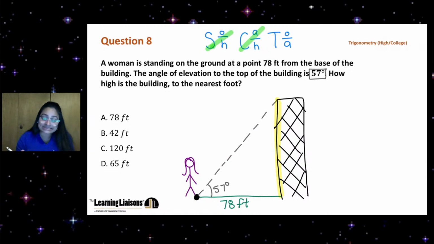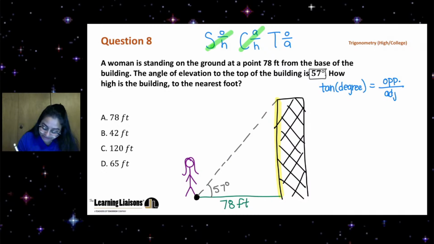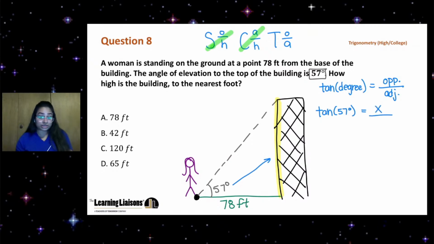The TOA means it's the tangent of the degree. The tangent of the degree is equal to the opposite from that angle over the adjacent to that angle. So I'm going to have the tangent of 57 degrees is equal to the opposite, which happens to be the height of the building, which happens to be what you're looking for, all over the adjacent, which is 78.